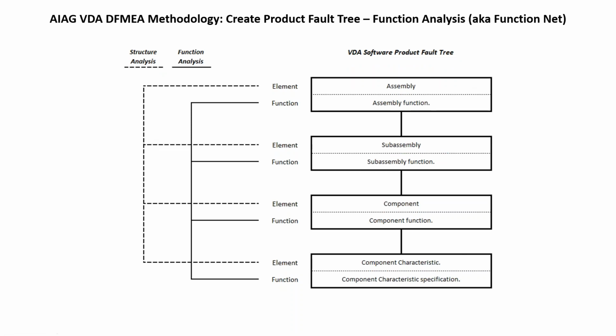So you're going to have assembly functions, your sub-assemblies are going to have sub-assembly functions, your components are going to have component functions, and obviously these components are going to have design characteristics that you're going to have to set specs for. So what you have now is you got this tree, you got each of your components, you got all their functions, and you got the relationships between their functions.